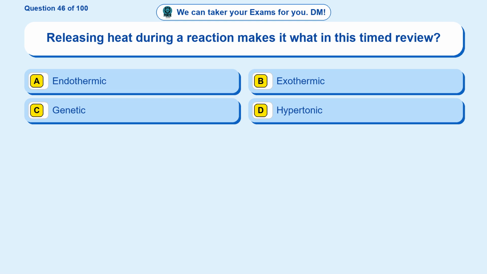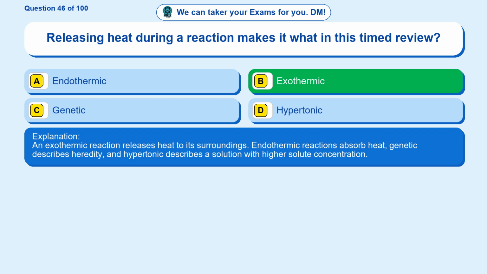Question 46. Releasing heat during a reaction makes it what in this timed review? Option A endothermic. Option B exothermic. Option C genetic. Option D hypertonic. The correct answer is option B. Exothermic. An exothermic reaction releases heat to its surroundings. Endothermic reactions absorb heat, genetic describes heredity, and hypertonic describes a solution with higher solute concentration.